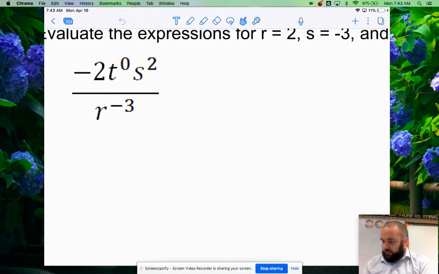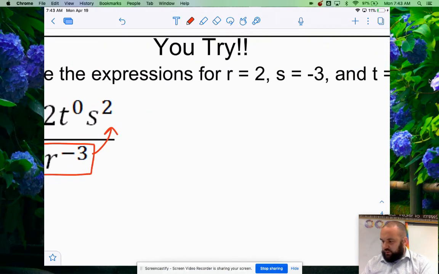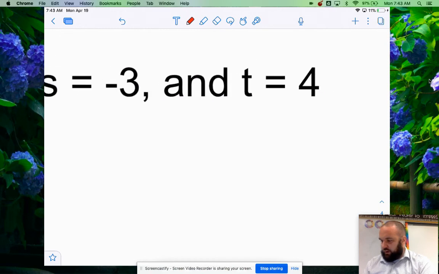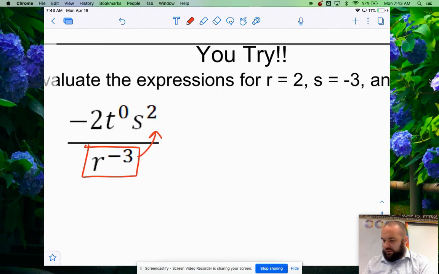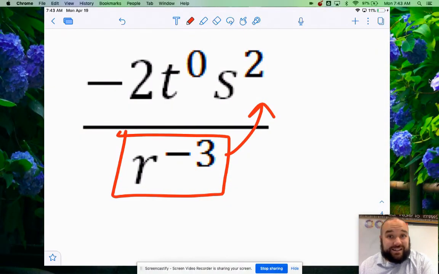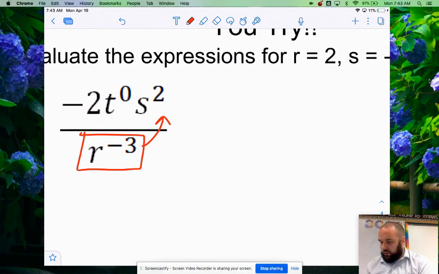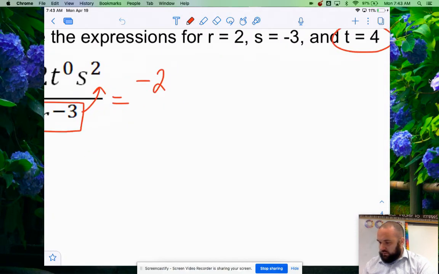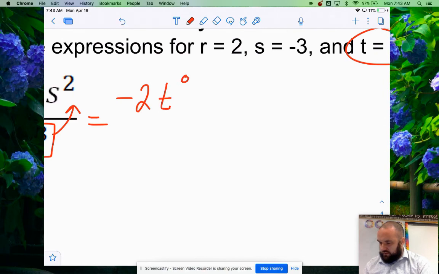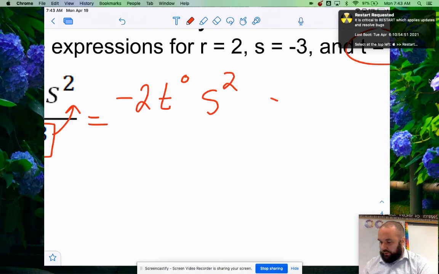Okay, so I have this r to the negative 3, so it's got to move up top. What's weird about this is even though it tells me that t is positive 4, we know that anything to the 0 power is going to equal 1. So what we end up with here is negative 2, t to the 0, s to the 2, and then also r to the 3rd.